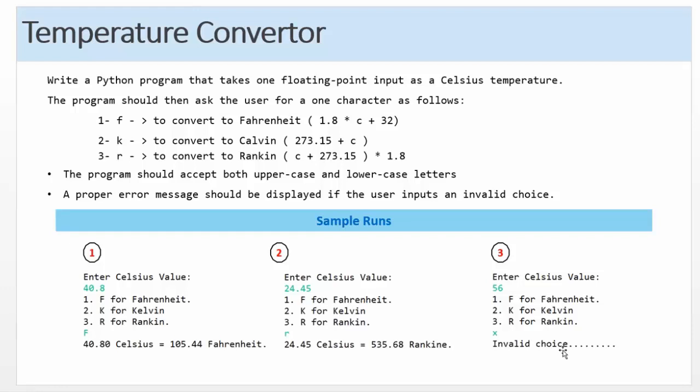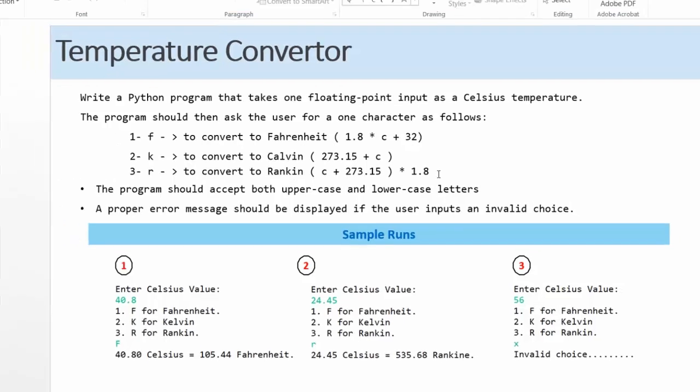because you are expecting either F or K or R. One more thing, your program should accommodate both caps and small case letters. If the user enters capital F or small f, it should work. You should take care of these two things. So our input will be one value for Celsius. Our output will be one of three values, either Fahrenheit, Kelvin, or Rankine.